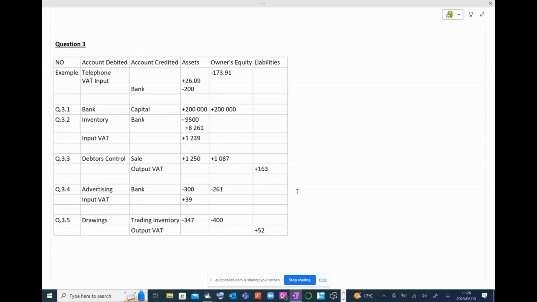No, we would then say it increases by 9,500. Yeah, because that is the full cost of the inventory, because there's no input tax. So that whole 9,500. Very good question. Okay, next one.